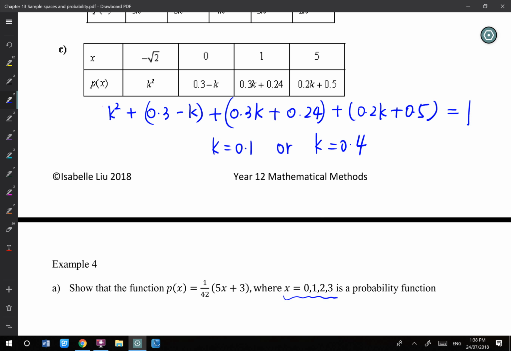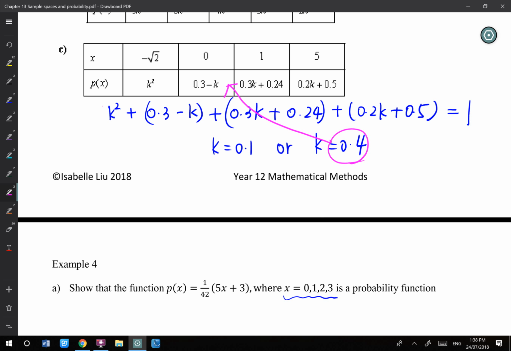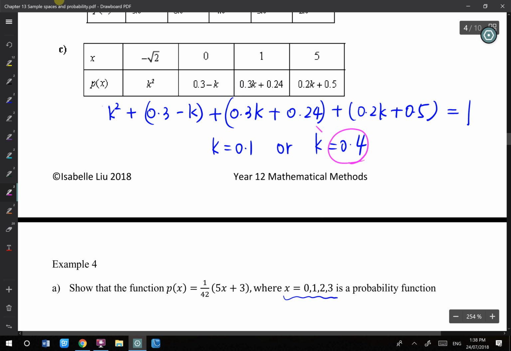My next question is, can I take both values? Someone says no, which one can't? Why can 0.4 not? Yep, if you sub 0.4 into this one, the individual probability is not in between 0 to 1. It will become negative 0.1. See, if I sub 0.4 back into the equation, you have negative values. So 0.4 can't. Sub and check.